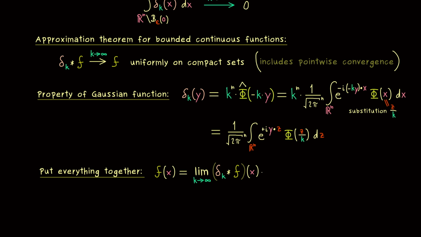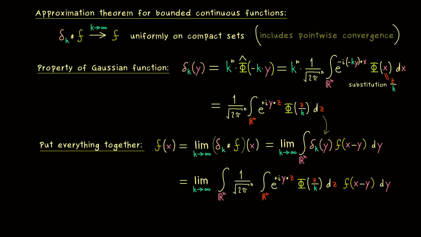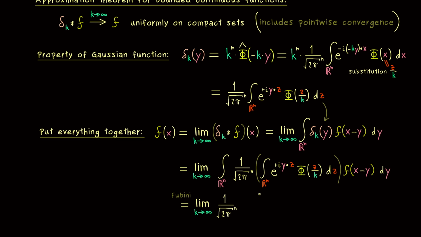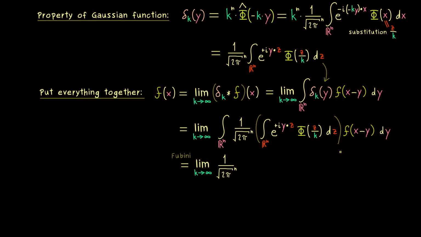And by using the definition of the convolution, we have a limit of integrals. More precisely, it's delta k of y times f of x minus y. So this is just the definition of the convolution, but now you see, instead of delta k of y, we can use this whole integral here. So let's use that to get iterated integrals. And now you might realize what we want to do here is to use Fubini's theorem to exchange the order of the integrals. Indeed, this is not a problem at all, because everything here is integrable anyway.